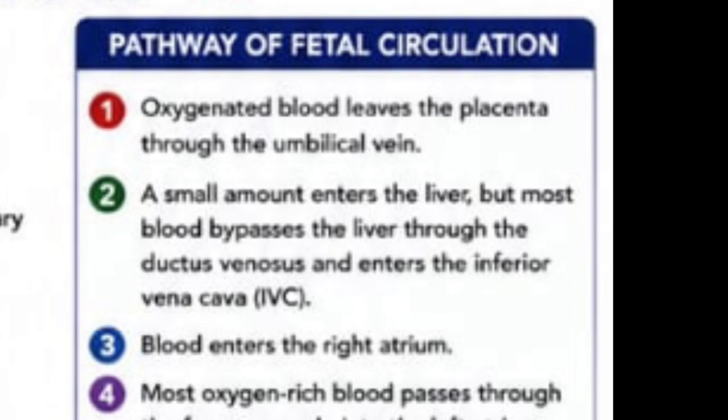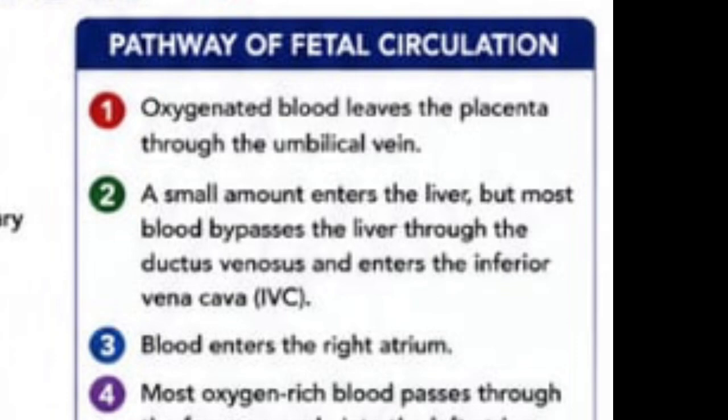So a small amount enters into the liver. Immediately after the umbilical vein, what happens? The blood goes upwards, and a small amount passes through the liver to what we call the ductus venosus. So the ductus venosus is the one that carries blood from the umbilical vein to the liver.